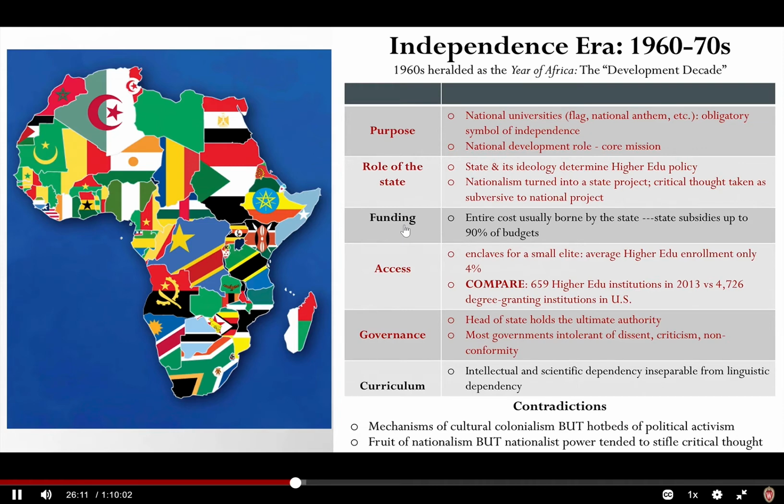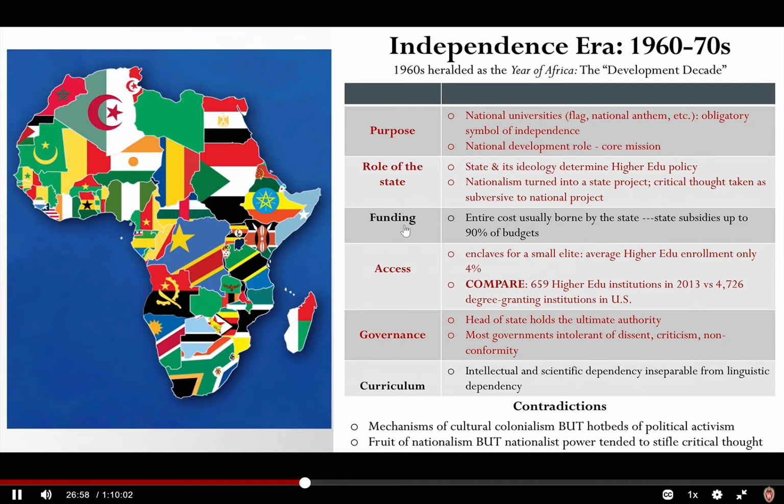We see countries moving towards establishing or developing national universities. This is the reason why you have a lot of universities called the University of Zimbabwe, the University of Botswana, the University of Swaziland. This is because it was a very important symbol of national independence. As a result, these national universities played a critical national development role. In other words, national development became the core mission of these universities coming out of the colonial era.